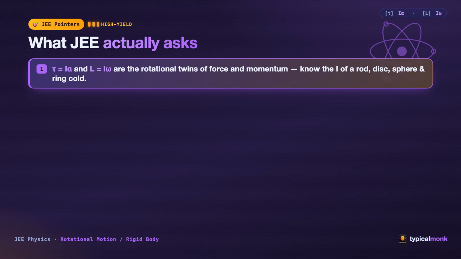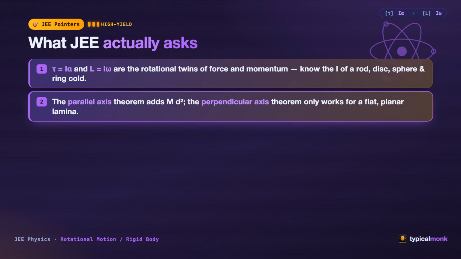These 5 lines are what JEE actually asks year after year about rotation. 1. Tau equals I alpha and L equals I omega are the rotational twins of force and momentum. Know the moment of inertia of a rod, a disc, a sphere, and a ring cold. 2. The parallel axis theorem adds md squared when you move away from the center of mass. The perpendicular axis theorem only works for a flat planar lamina.